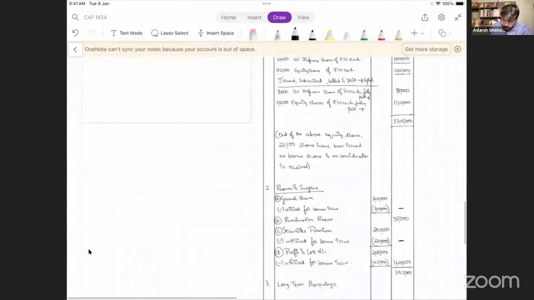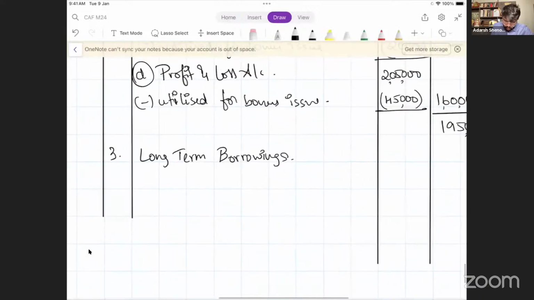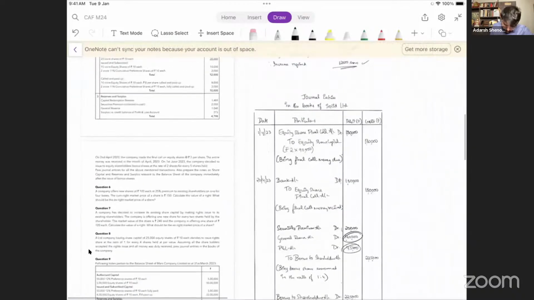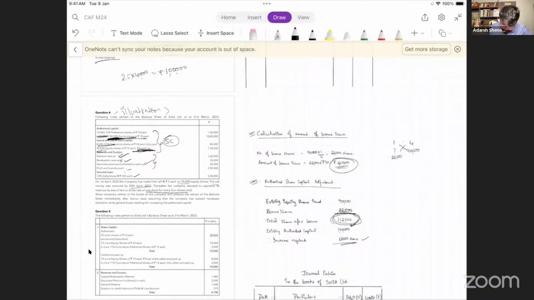12% debentures of 100 each. What is the amount of debentures? 5 lakhs.